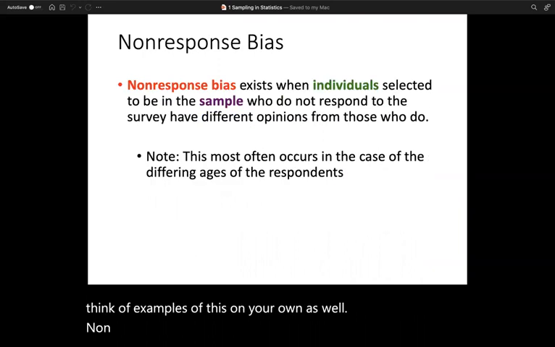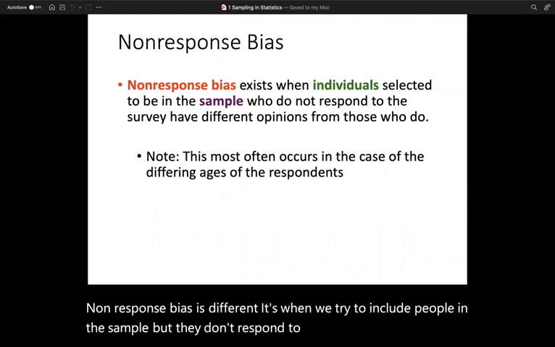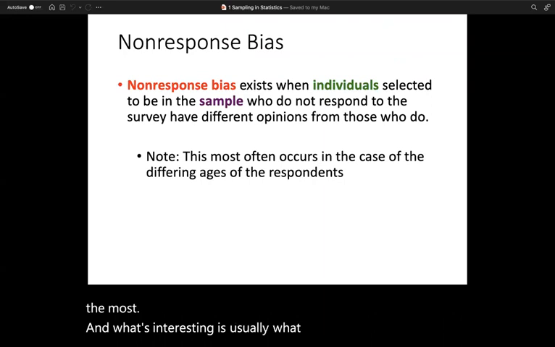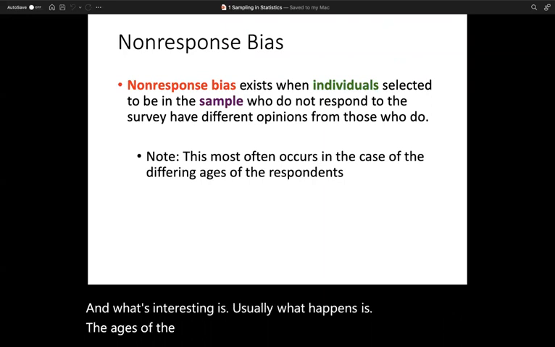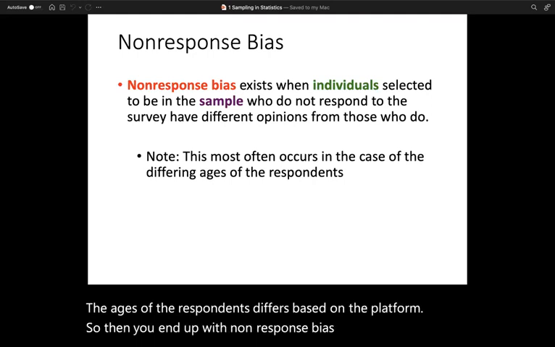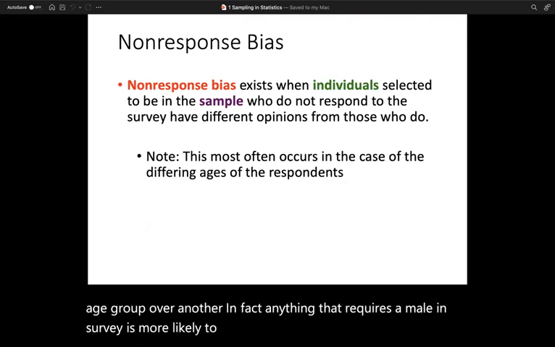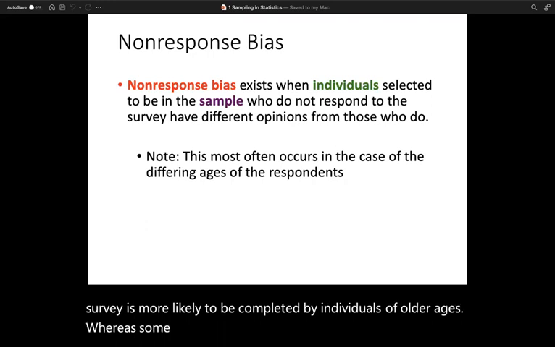Non-response bias is different. It's when we try to include people in the sample, but they don't respond to the survey. This happens the most. And what's interesting is usually the ages of the respondents differ based on the platform. So then you end up with non-response bias that clearly favors one age group over another. In fact, anything that requires a mail-in survey is more likely to be completed by individuals of older ages, whereas some technology surveys might be more inclined to have younger participants.